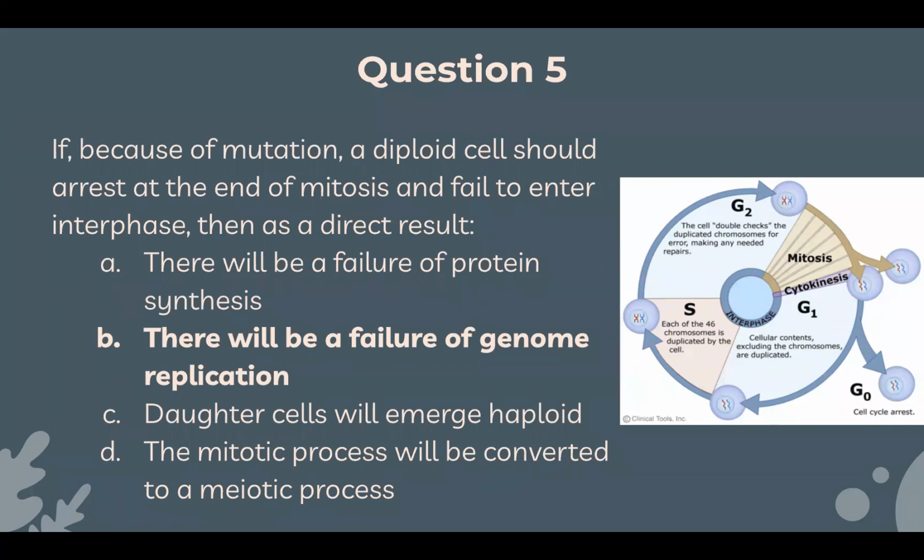C is incorrect because the parent cells have to be haploid if the daughter cells emerged as haploid. So there's no way that a diploid cell can undergo mitosis and divide into a haploid cell because the passage states that the daughter cells were identical to the parent. And D is also incorrect because there's no indication that this could occur in the question stem.